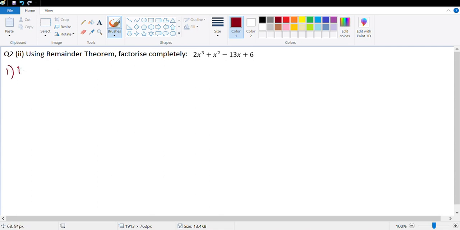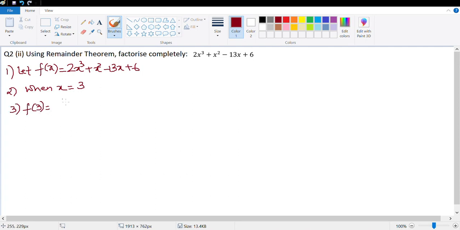Okay, so let f(x) is equal to 2x cube plus x square minus 13x plus 6. So when x is equal to 3, let's figure out the value of the expression. So f of 3 would be 2 times 3 cube plus 3 square minus 13 into 3 plus 6. 3 cube 27, 27 into 2 54 plus 3 into 2, sorry 3 square.